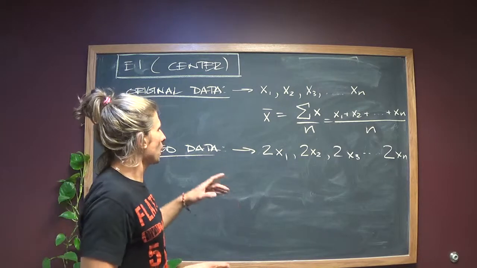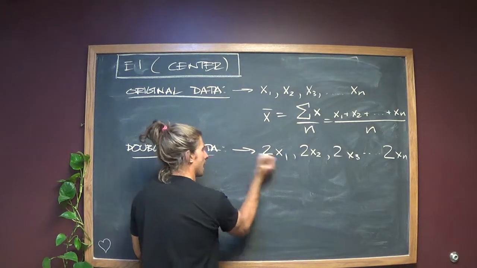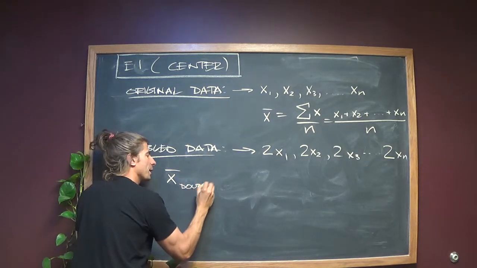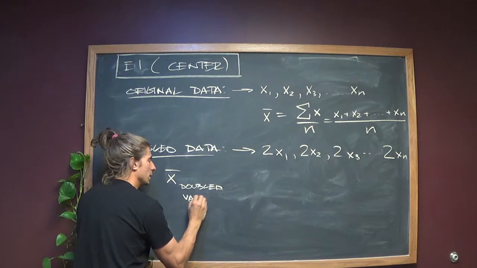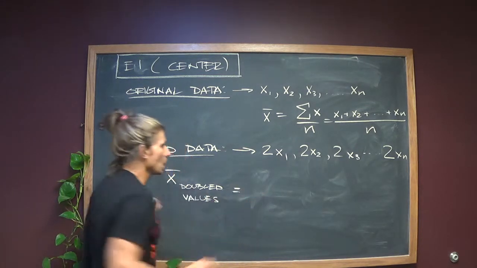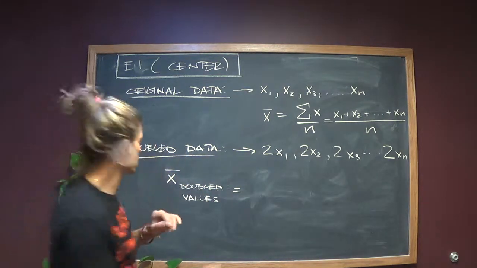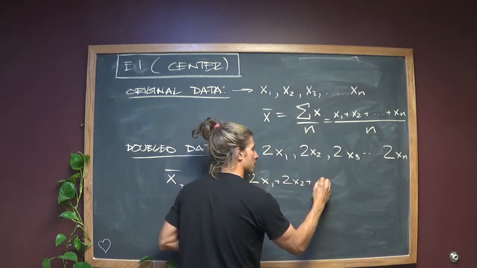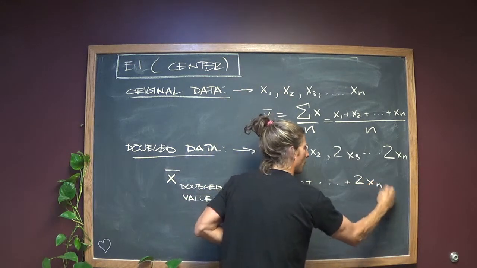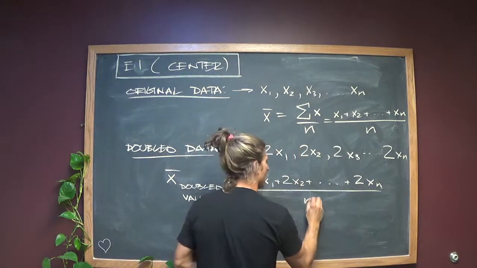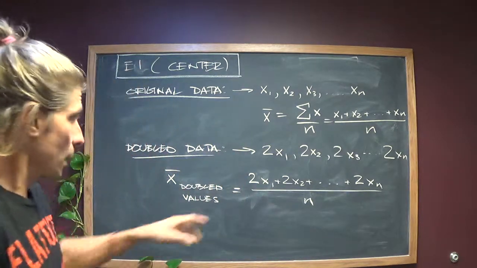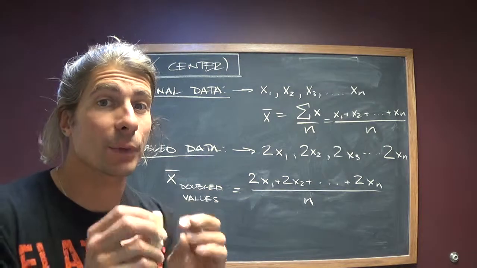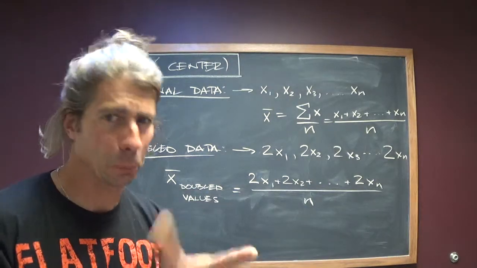Perfect. So what would the average of the doubled values look like? Well, it would be the sum of those doubled values all over how many there are. Now, hang tight for a second. Some of you might be wondering, why isn't there a 2 in the denominator? We didn't double the number of data points, we just doubled the value of each of them, if that makes sense. Hopefully that makes sense.